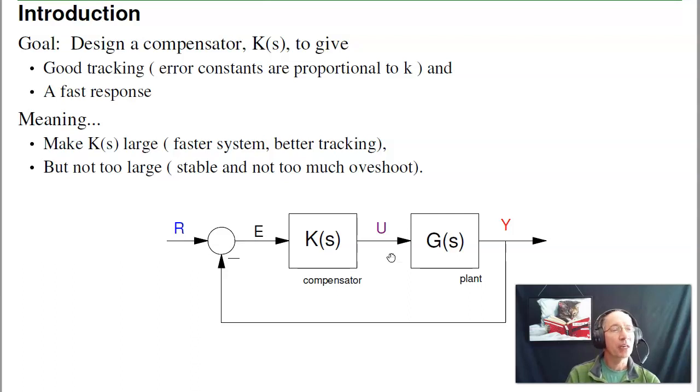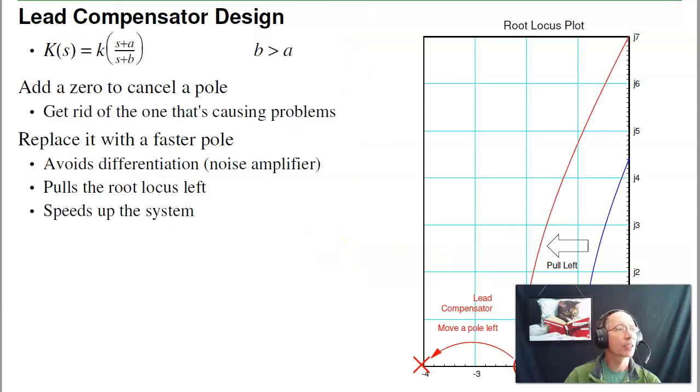But I have a constraint. I don't want to make the overshoot too large. So how do I specify K of S so that the gain is as large as possible, but not too large? The approach that we've been doing is using root locus.